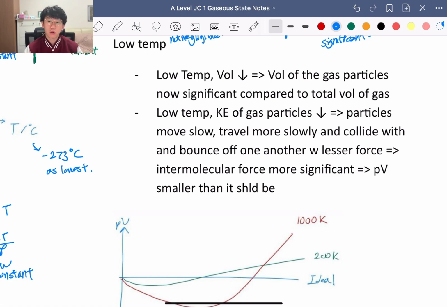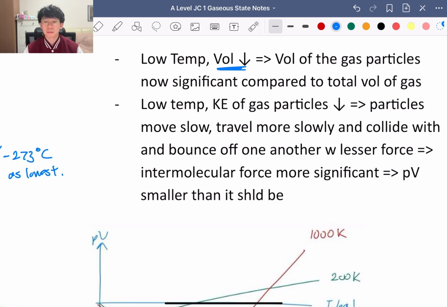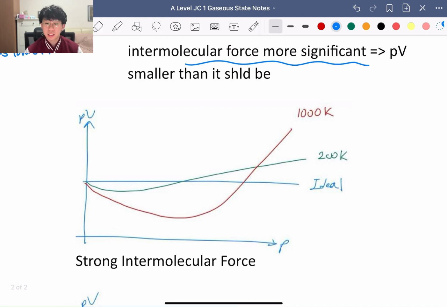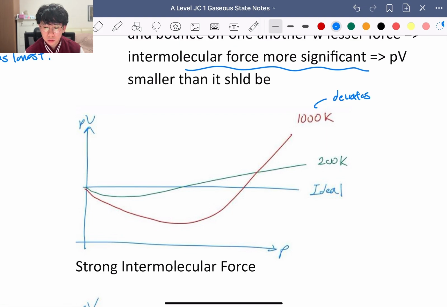So let me explain. When you have lower temperature, your volume would decrease because now the gas particles' volumes are more significant compared to the total volume of the gas. And at lower temperatures, this is more important, the KE of your gas particles will decrease. So because of that, the particles move slower, they collide less, and therefore your intermolecular forces would definitely be more significant. And because of that, your PV is actually smaller than it should be. So when you look at the graph, you'll see that a lower temperature means it deviates more. But at a higher temperature, it deviates less.